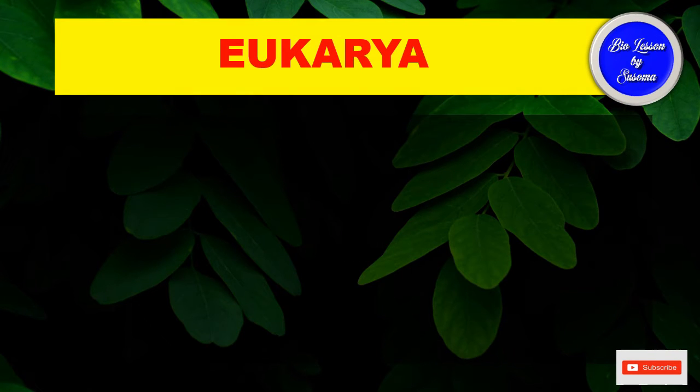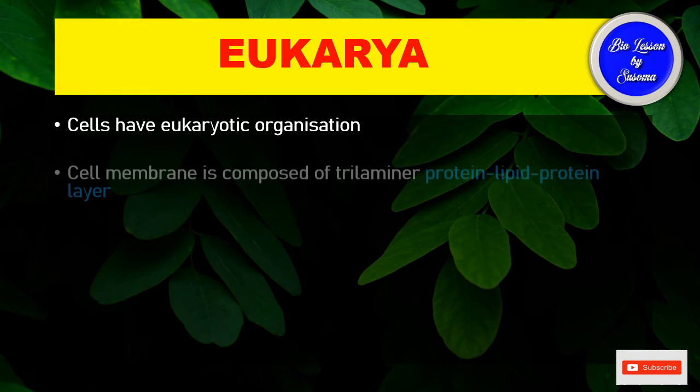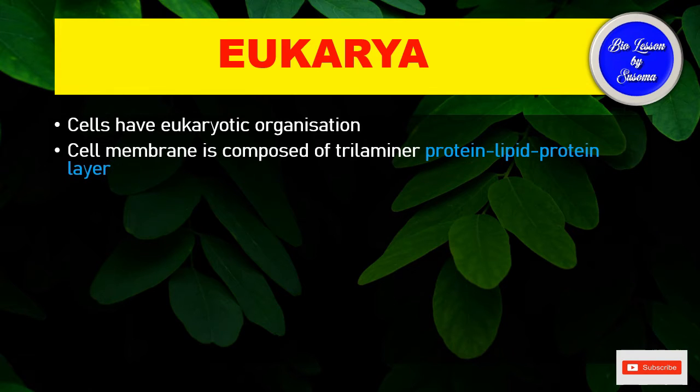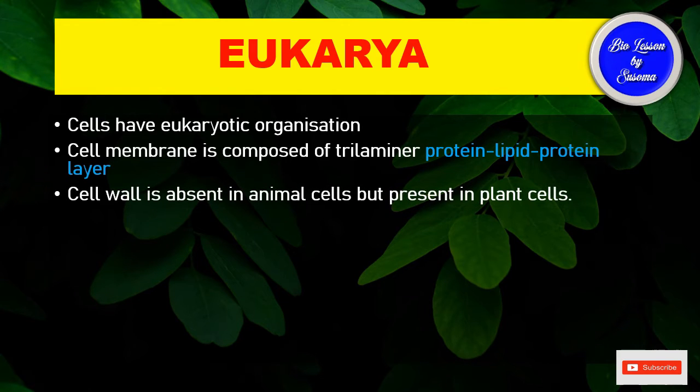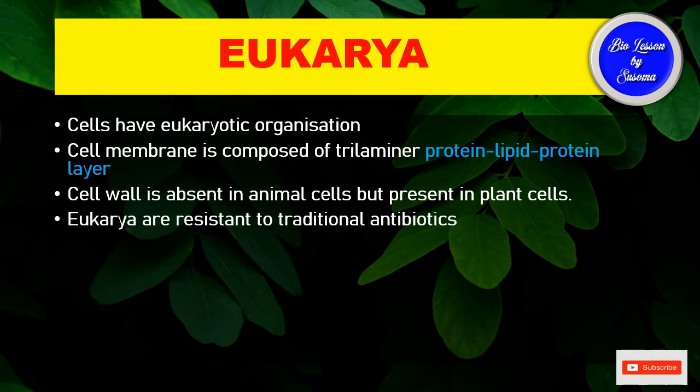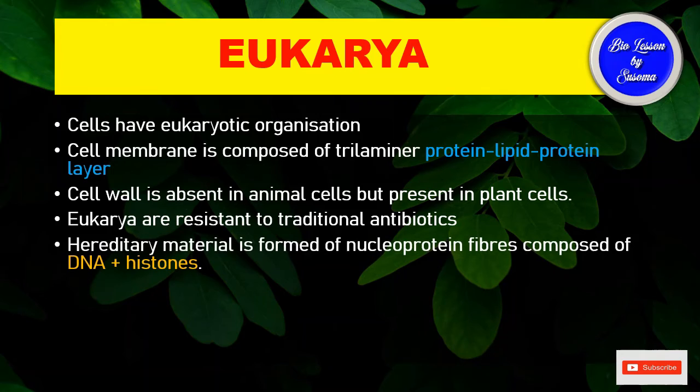Next, Eukarya. So what are the features of Eukarya? The cells have eukaryotic organization. The cell membrane is composed of a trilaminar protein, lipid and protein layer. The cell wall is absent in the case of animal cells, but cell walls are present in the plant cells. Eukarya are resistant to some traditional antibiotics.